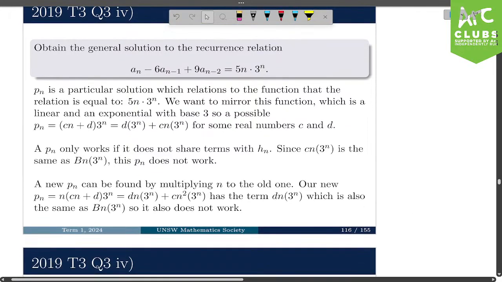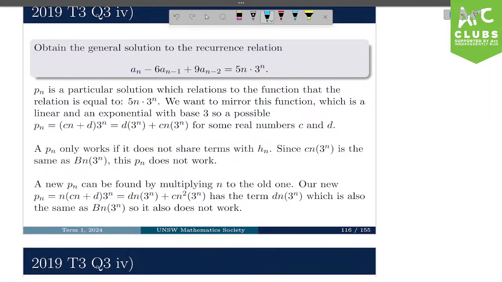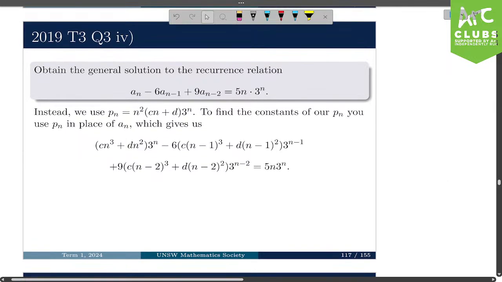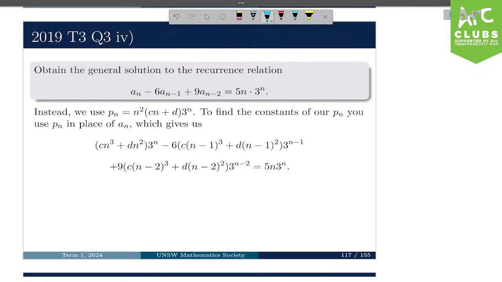So if we multiply it by n, we get dn times 3 to the n plus cn squared times 3 to the n. Note that since this is cn squared, it's not really going to interfere with your bn anymore. But note that your dn now interferes with the bn. So you have to multiply by n again, right? So we use our Pn is equal to n squared times (cn plus d) times 3 to the n.